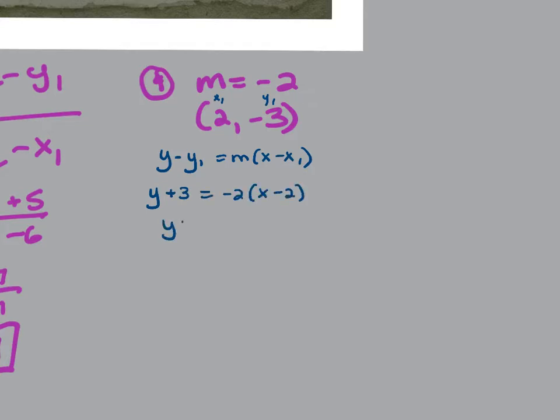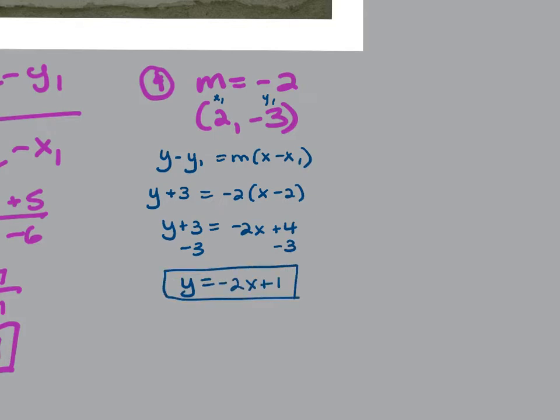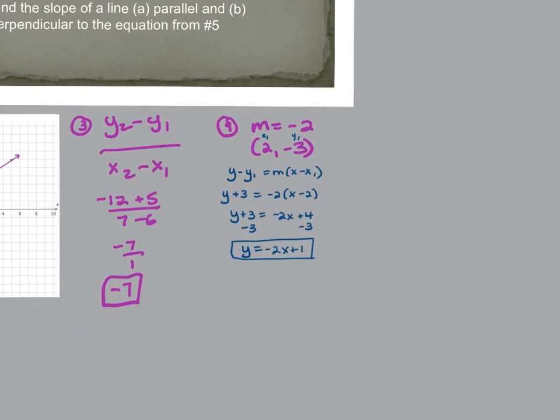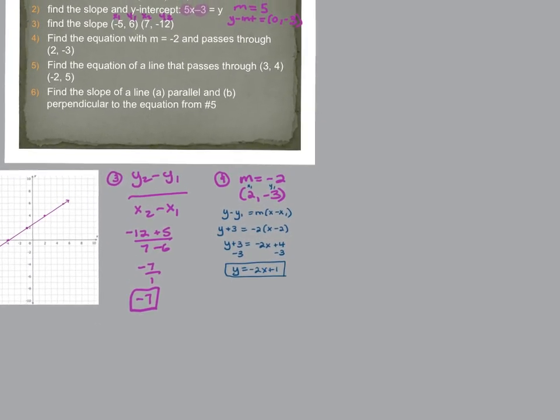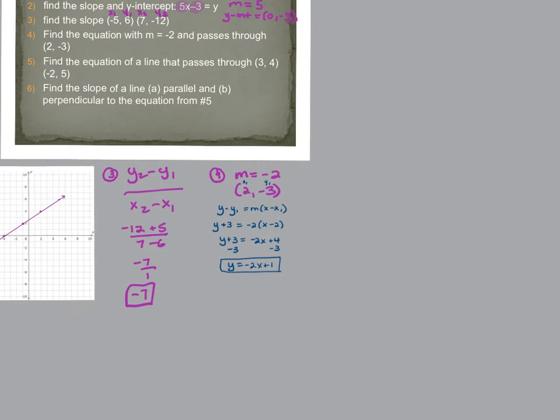I'm going to distribute the -2, and then I'm going to move the 3 to the other side. So also remember that unless it says otherwise, we are finding the equations of lines in slope-intercept form. So the answer should be in slope-intercept form, unless it says otherwise.